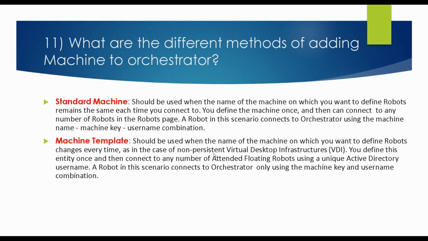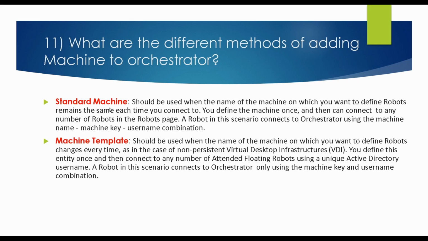As in the case of non-persistent VDAs, if you are going to use different VDAs on a daily basis, in those situations you can go for this machine template. You define this entity once and then connect to any number of attended floating robots using a unique Active Directory username. A robot in this scenario connects to Orchestrator only using the machine key and username combination.